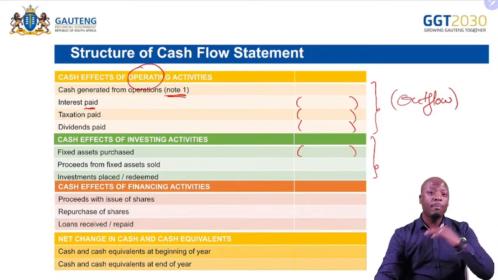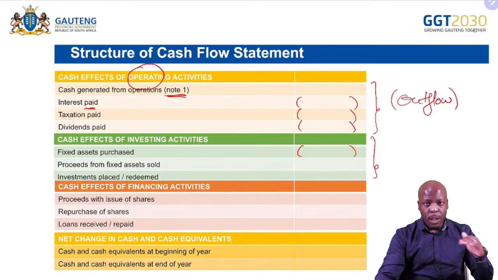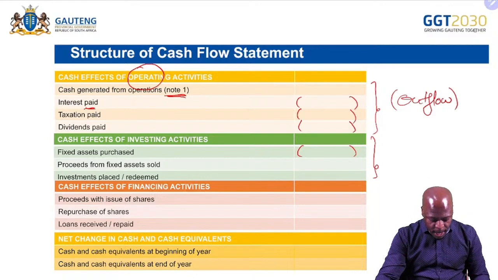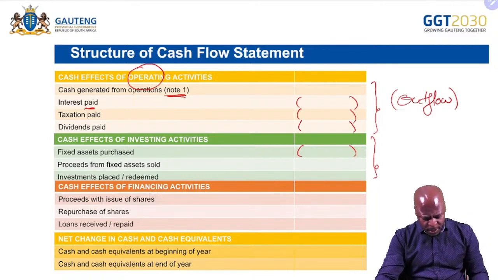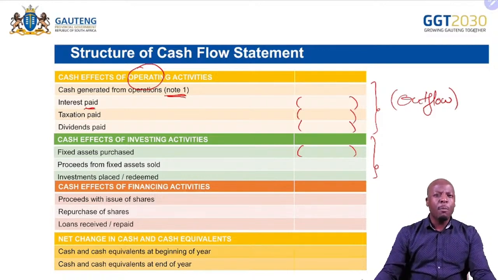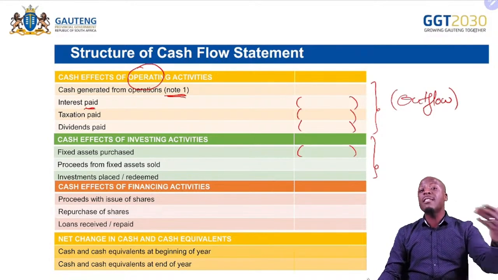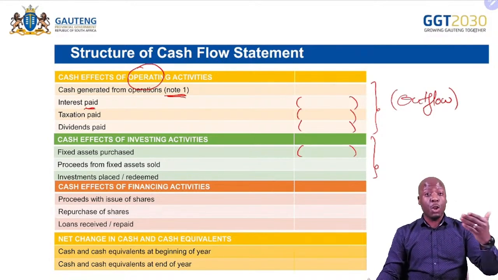Remember, outflow, brackets. Inflow, no bracket. Thank you. Let's go on to the next one, which is investments. Now, with investments, there will be two movements. It is either we are investing or the investment has matured.